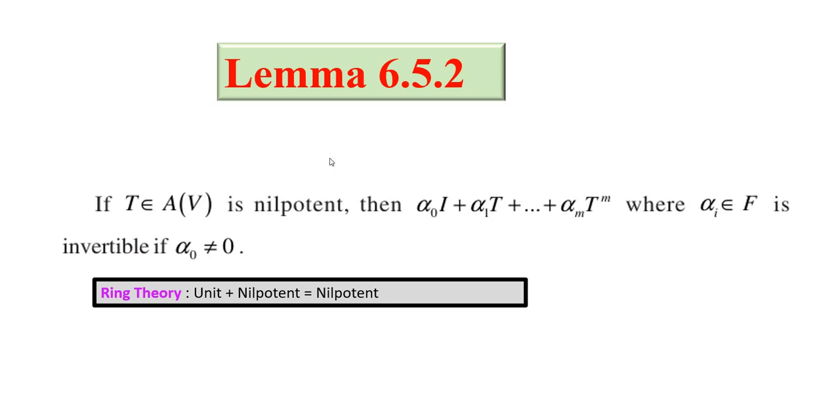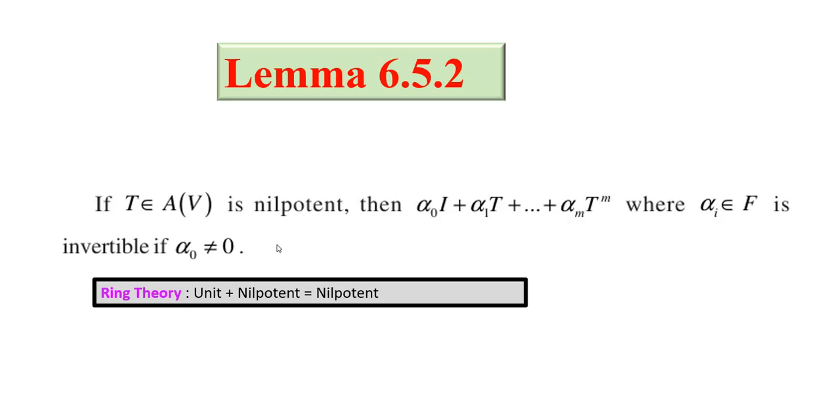In this video, we are going to have the proof of this Lemma 6.5.2, which states that if T belonging to A(E) is nilpotent, then this expression, where the alpha_i are scalars, is invertible provided this alpha naught is non-zero. So the entire expression is in terms of transformations. So these are all transformations. Here alpha naught I stands for the identity transformation. So if this is non-zero, then the entire transformation is invertible.